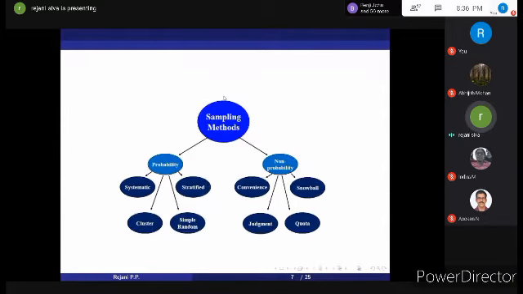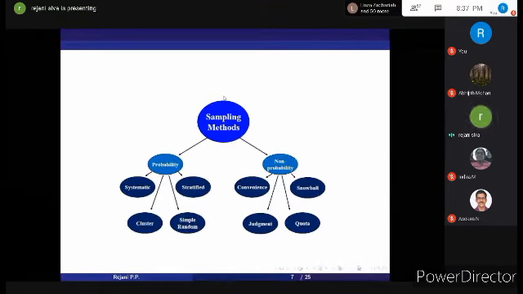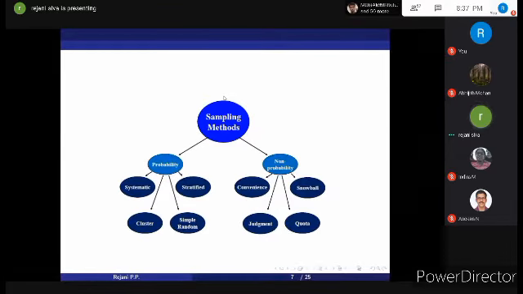We have two methods of sampling. What are they? Probability sampling and non-probability sampling. What is the main difference between probability sampling and non-probability sampling? The name itself says the difference. Here, in probability sampling, the sample units are selected with some probability. Each unit will have some probability of being selected to the sample. And in non-probability sampling, there is no such assumption regarding the selection. That's the main difference between probability and non-probability sampling.